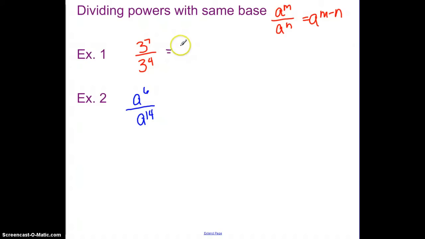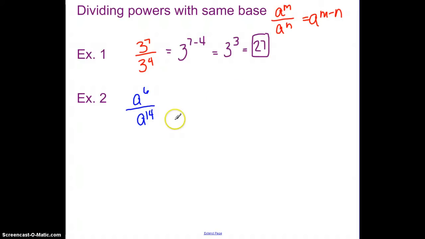So in this one, 3 is my base, and I can see that these match. I'm going to subtract the exponents. So 7 minus 4 is going to give me 3. And 3 to the third would be 27. That would be my final answer.